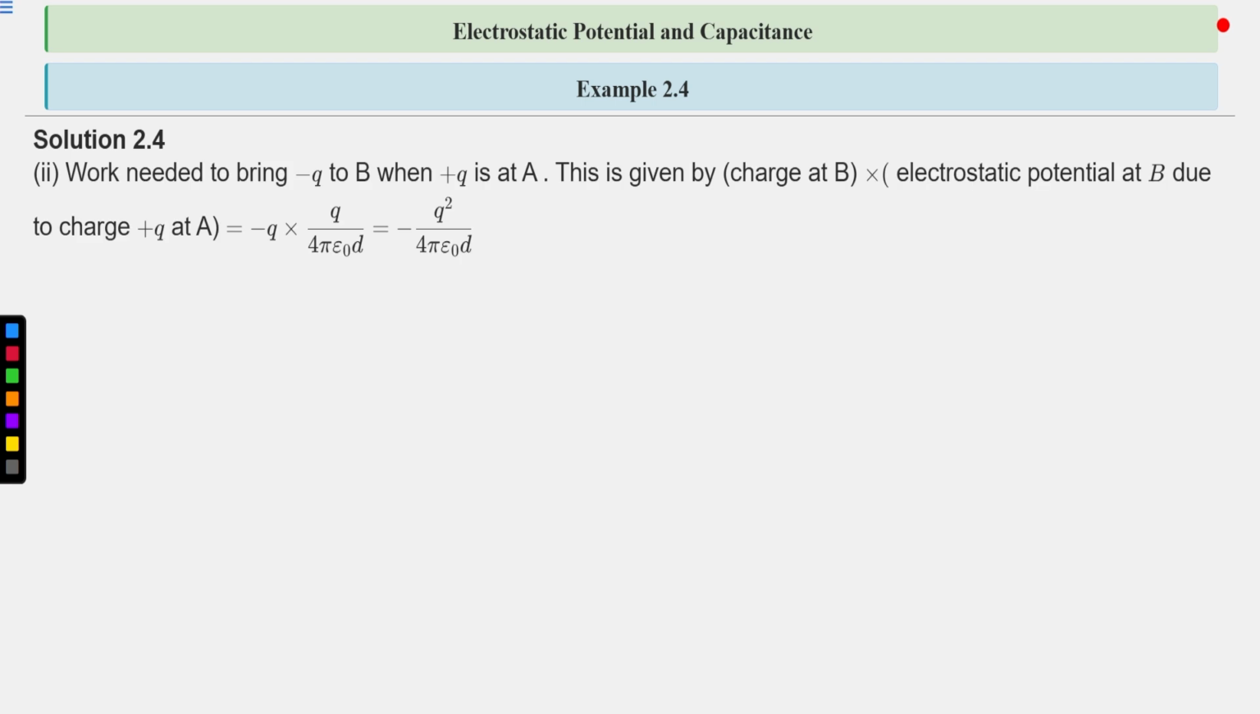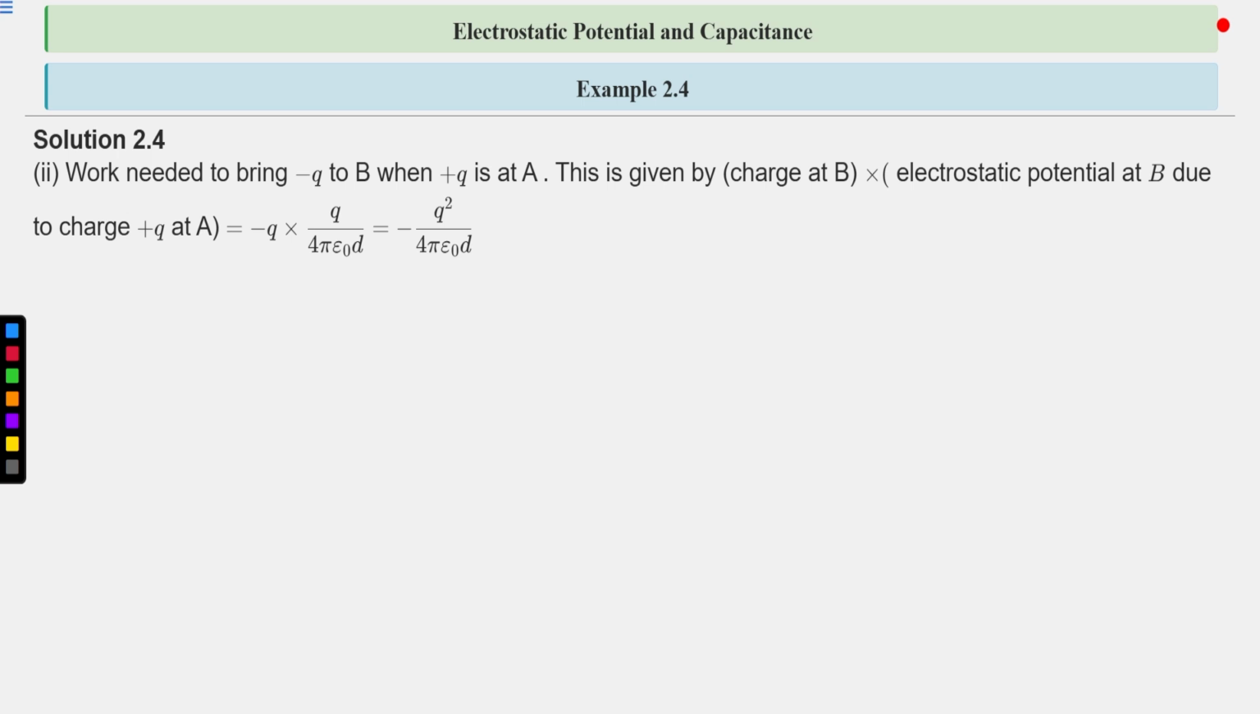Second, the work needed to bring minus Q to B when plus Q is at A. Now we have brought plus Q at A, and we are going to bring this minus Q to B. So this minus Q will be affected by the plus Q charge at A. What is the work done? Work done is this charge times the potential created by the other charge: minus Q at B times the potential created by the positive plus Q charge at A at point B.